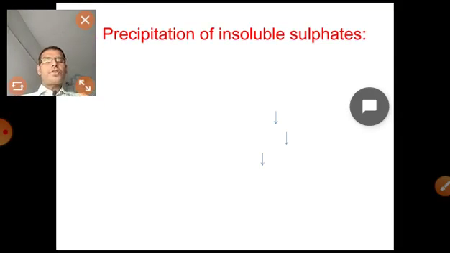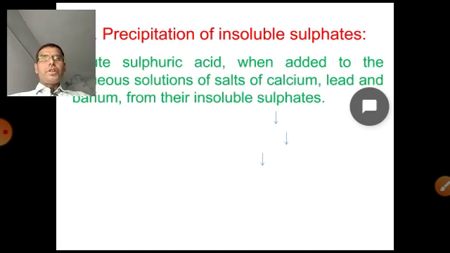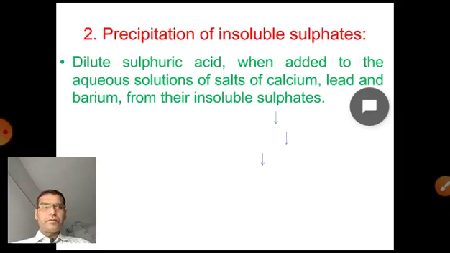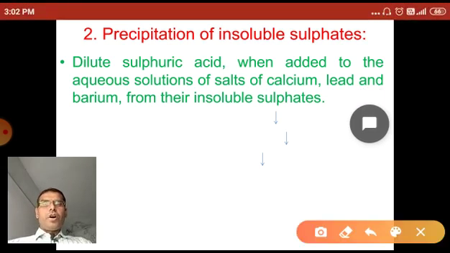We already studied some chemical properties of sulfuric acid. Now the second chemical property of sulfuric acid is precipitation of insoluble sulfate. Generally, when dilute sulfuric acid is added to an aqueous solution of a salt of calcium, lead and barium, it forms their respective insoluble sulfates: calcium sulfate, lead sulfate and barium sulfate.